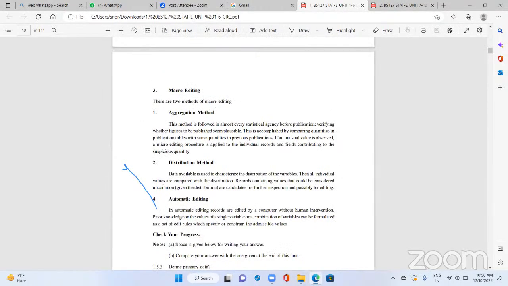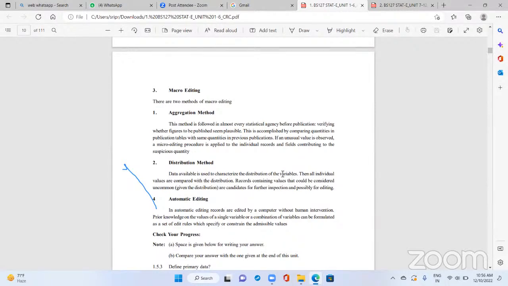There are two methods of micro editing. One is the aggregation method and one is the distribution method. This method is followed in almost every statistical agency before publication. Distribution method is nothing but the available data being used to characterize the distribution of the variables.